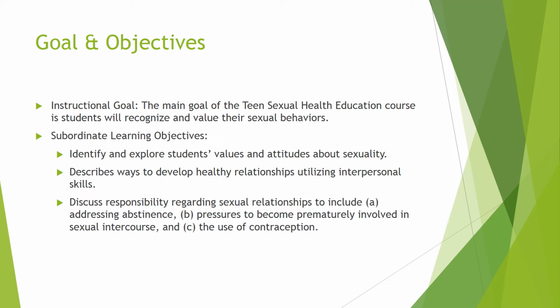Goals and objectives. The instructional goal for this training course is as follows. The main goal of the Teen Sexual Health Education course is that students will recognize and value their sexual behaviors. Subordinate learning objectives are as follows. Objective 1, identify and explore students' values and attitudes about sexuality. Objective 2 is to describe ways to develop healthy relationships utilizing interpersonal skills. And Objective 3 is to discuss responsibility regarding sexual relationships, which includes addressing abstinence, pressures to become prematurely involved in sexual intercourse, and the use of contraception.